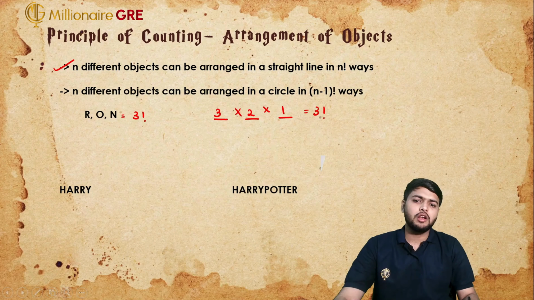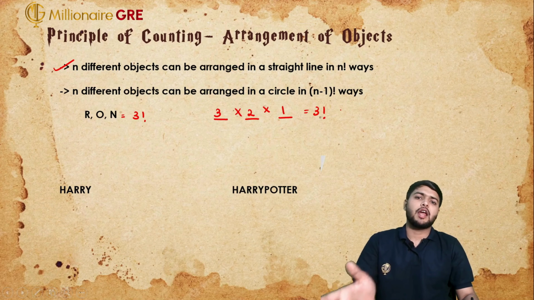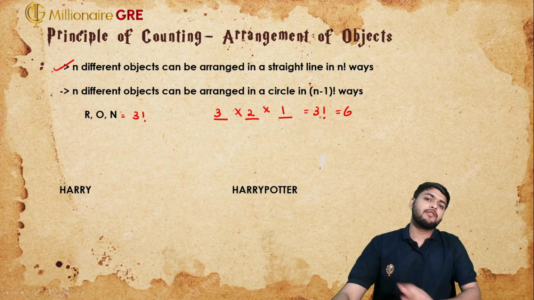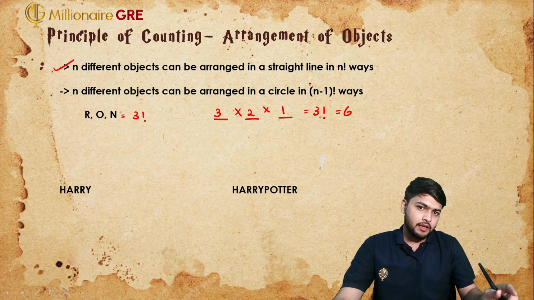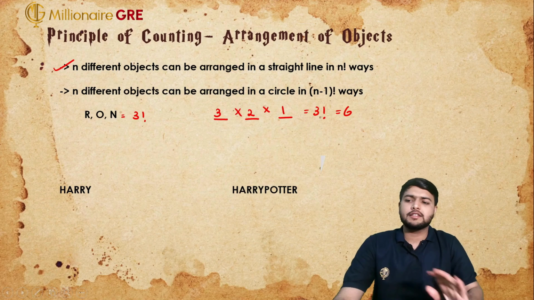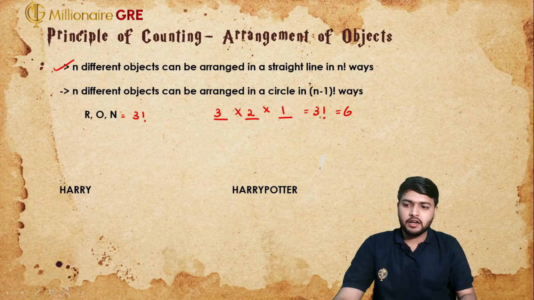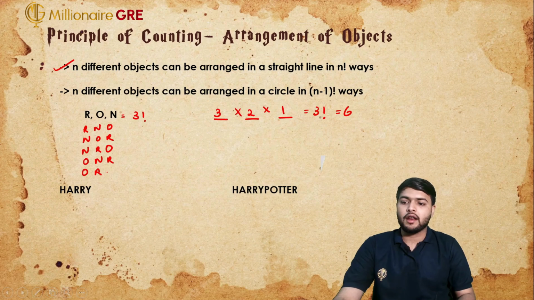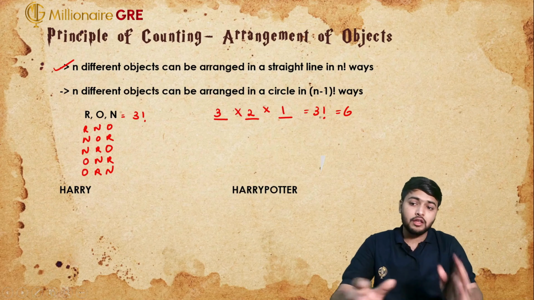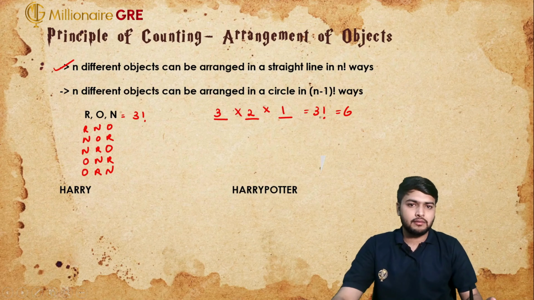This is nothing but 3 factorial, and the value of 3 factorial, which is 3 times 2 times 1, is 6. So there are 6 different ways of arranging RON. Even if we list down all the words you can form using RON, you will get exactly 6. Let's do it. RON is one, RNO is another, NOR, NRO, ONR, and ORN. These are all the 6 words you can form. You can have no other word with RON.